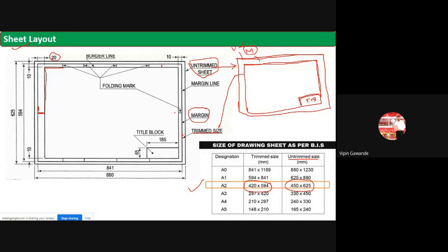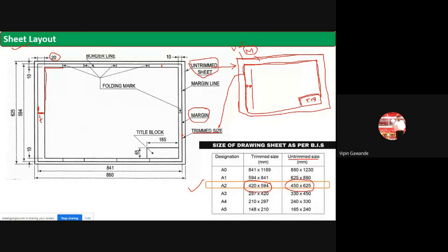Okay. So only from one side, that means here only, we have taken how much? We have taken 20 mm distance. From which rectangle? See, this is our trim size, the inside rectangle. So here you have to take 20 mm distance. We have to draw another rectangle now, the third rectangle. So we have to take here 20 mm distance.